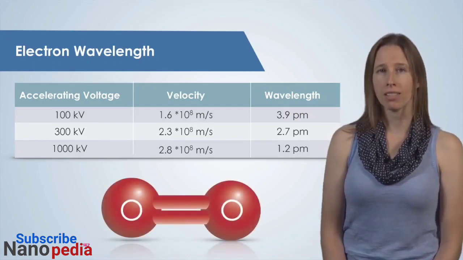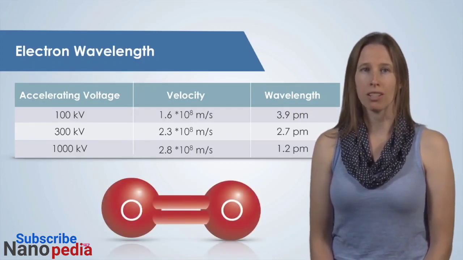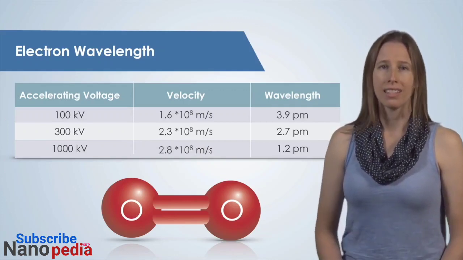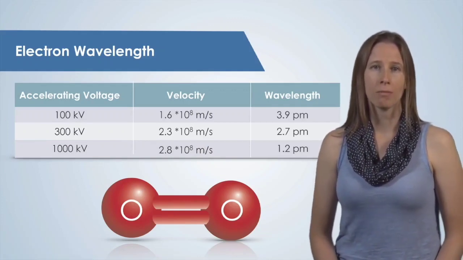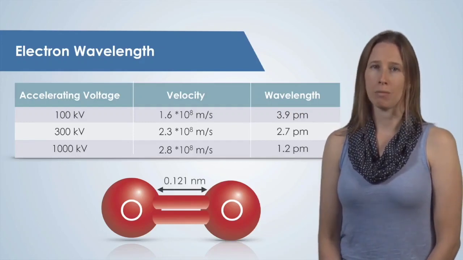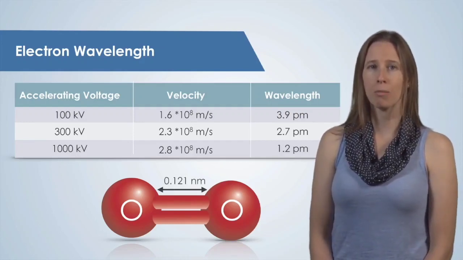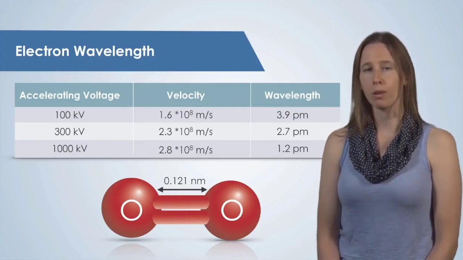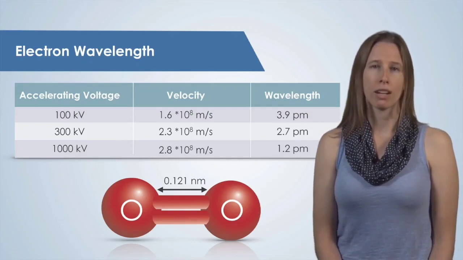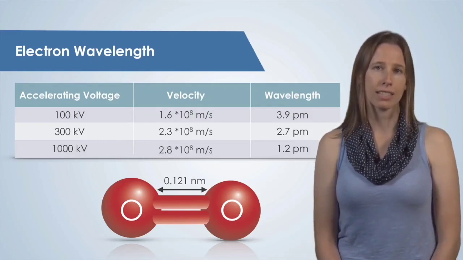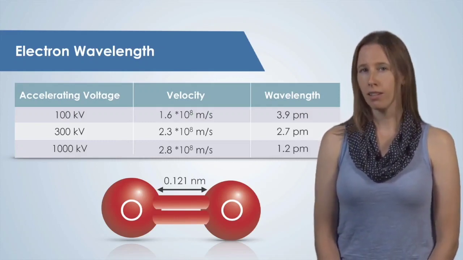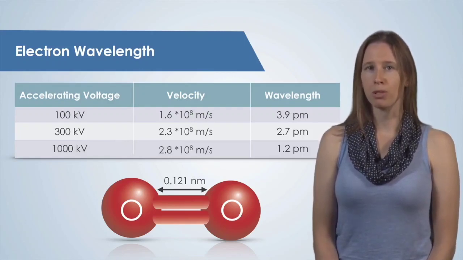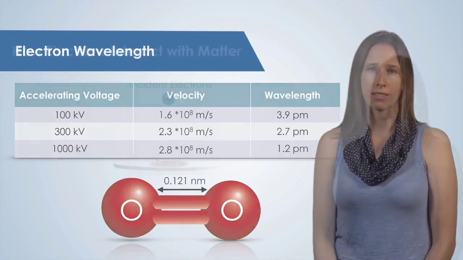For example, the oxygen molecules in the air that we breathe are composed of 2 oxygen atoms connected with a double bond. The distance between these 2 oxygen atoms is about 0.1 nanometers. 3.9 picometers is much smaller than that, and also much smaller than the wavelength of visible light, which ranges from 400 nanometers to 700 nanometers. Therefore, when using electrons to image, we should be able to resolve much smaller objects.